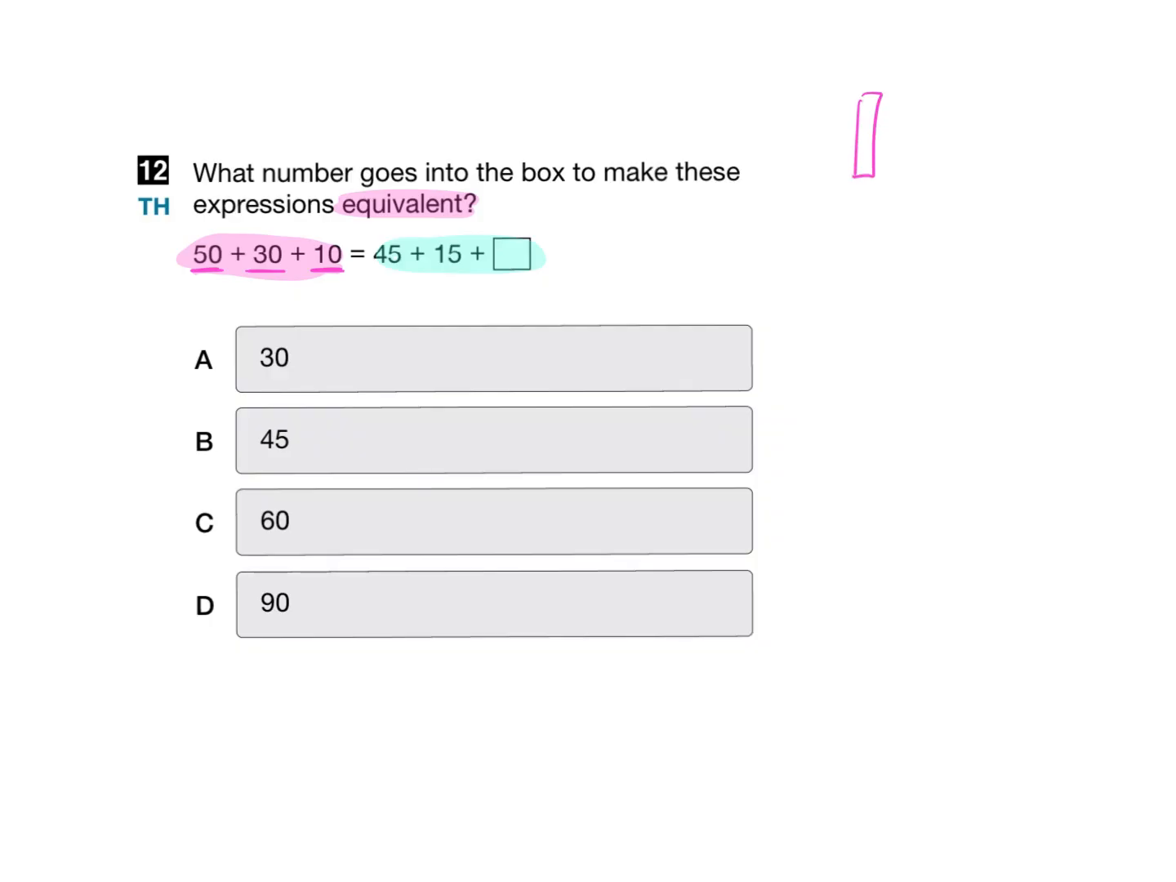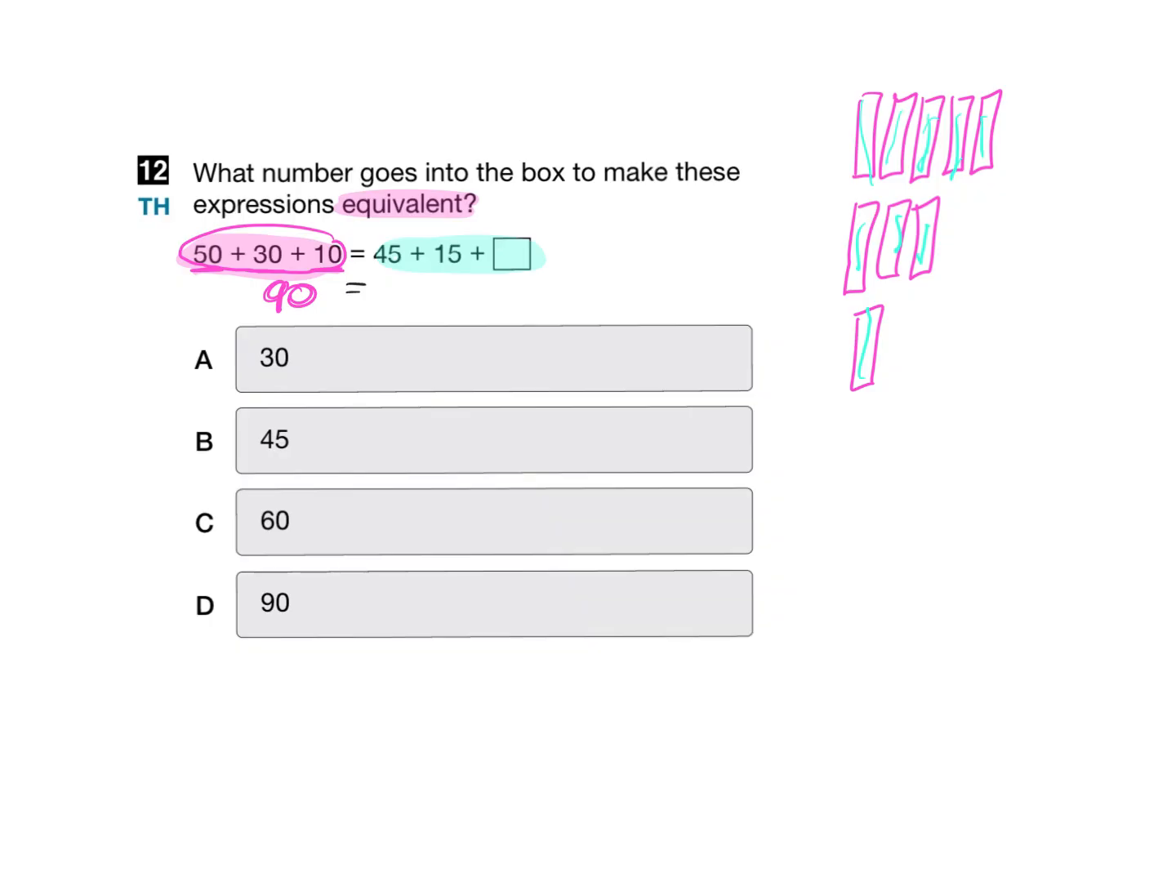If I have 50: 10, 20, 30, 40, 50, and then another 30: 10, 20, 30, and then another 10. How many base 10 blocks do I have altogether? 10, 20, 30, 40, 50, 60, 70, 80, 90. So we have 90. Instead of saying 50 plus 30 plus 10, we can just say 90, right? That represents the exact same thing.